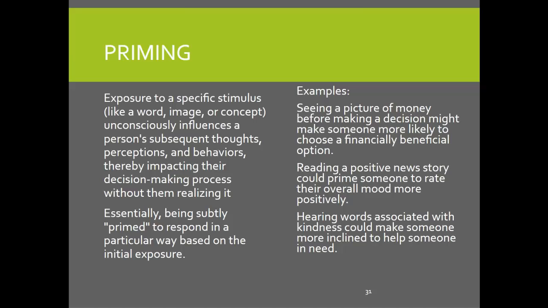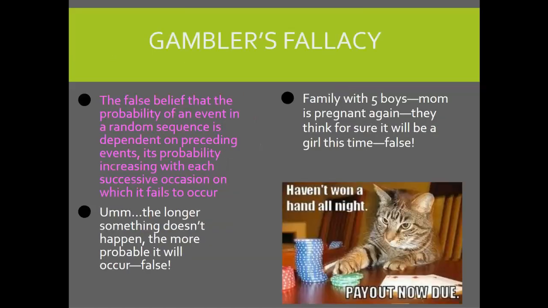Priming is the idea that when you talk about something, then it kind of leads you on to the next idea. So for example, what's the one on here? Seeing a picture of money before making a decision might make someone more likely to choose a financially beneficial option. There's better examples for this, but I don't want to try to come up with them off the top of my head. But it's the idea that whatever is in your mind already is more likely to influence your views. It's kind of like availability heuristic.